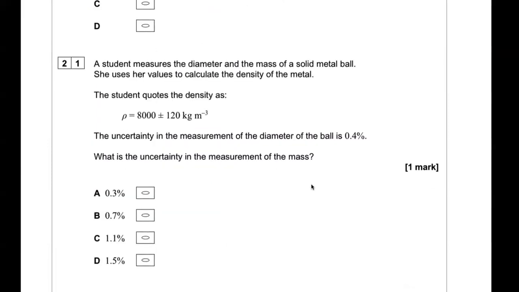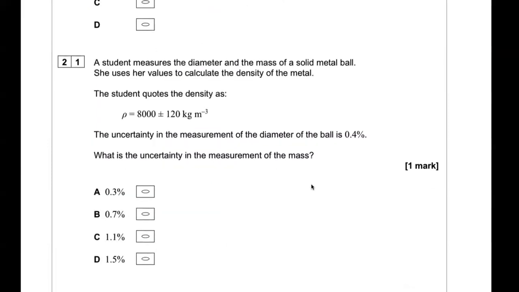21. A student measures the diameter and mass of a solid metal ball. He uses the values to calculate the density of the metal. Student quotes the density as this much. Uncertainty in the measurement of the diameter is this much. What is the uncertainty in the measurement of the mass?